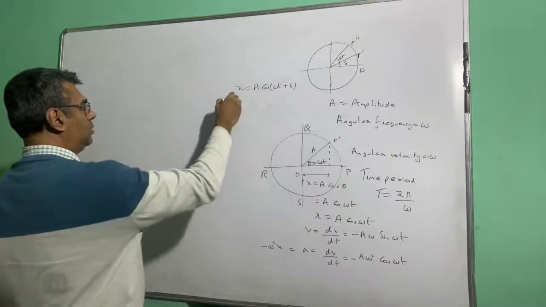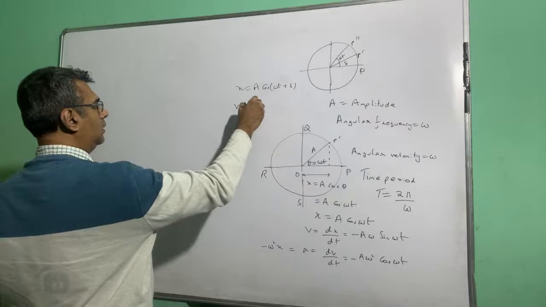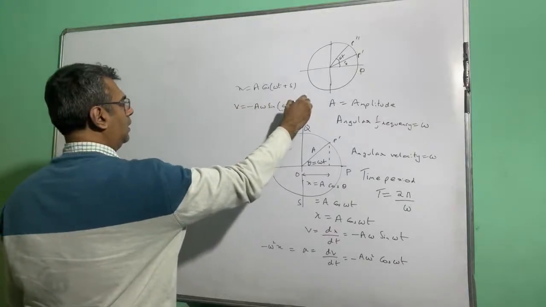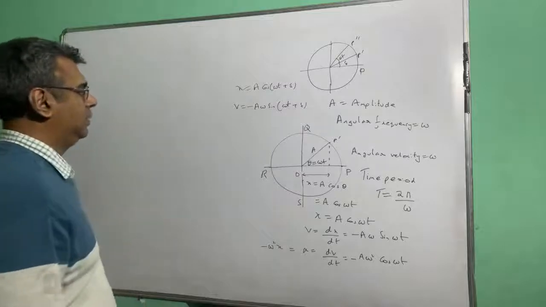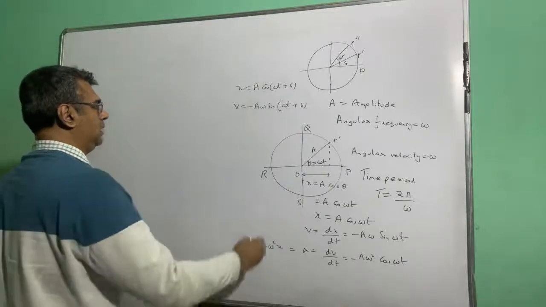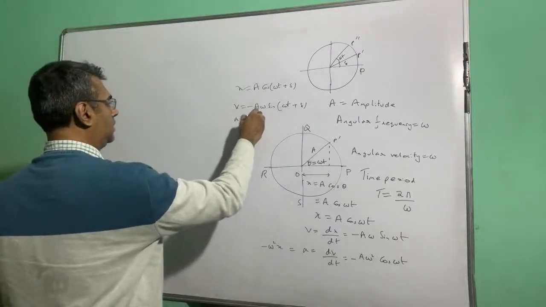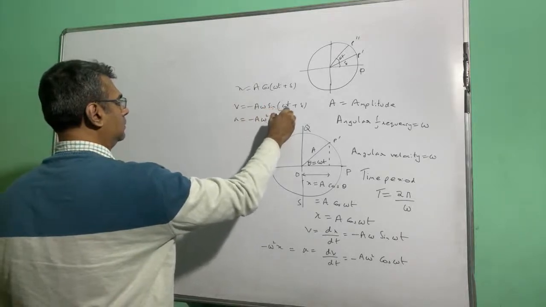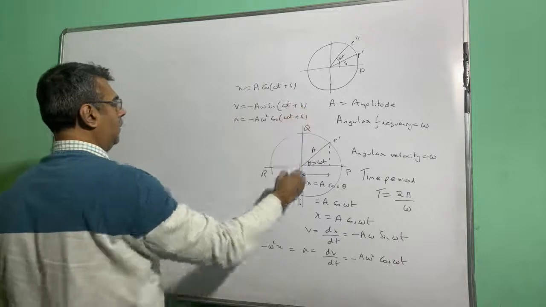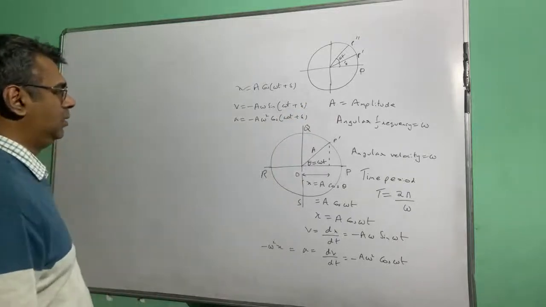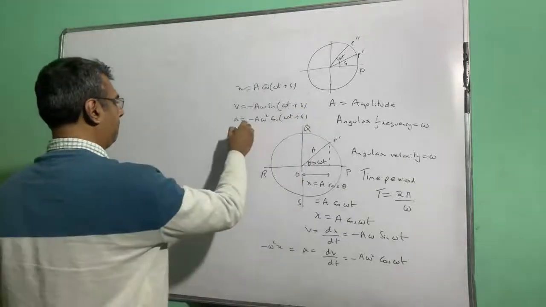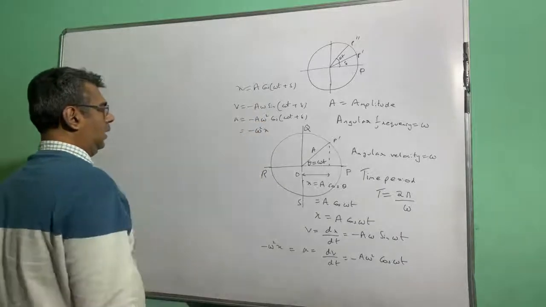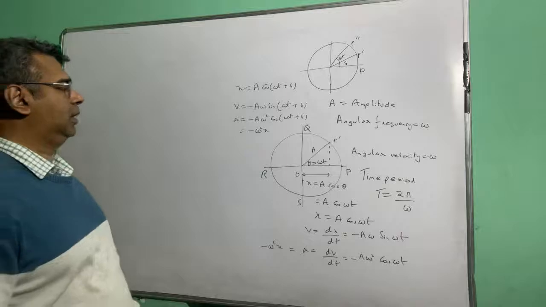X equal to A cos(omega t plus delta), then velocity is minus A omega sin(omega t plus delta), then acceleration is minus omega square A cos(omega t plus delta). So acceleration is again coming minus omega square x.